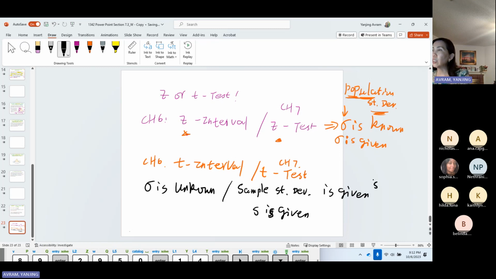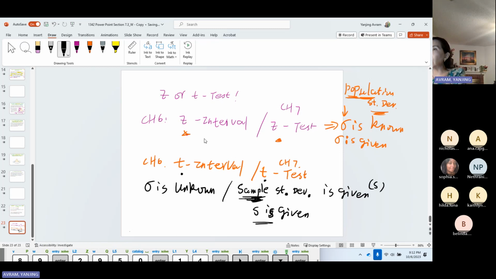The little s is given, so that is a sample. So when you see the sample standard deviation, not the sample mean, but the sample standard deviation, it has to be a standard deviation. If they give you the sample standard deviation, then you use the T interval for chapter 6, and the T test for chapter 7.